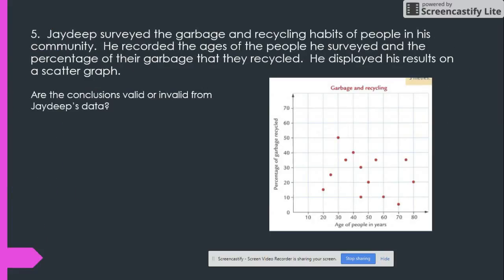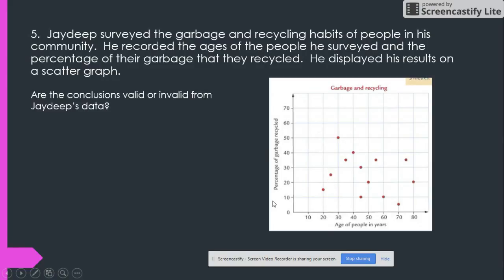Okay, Jaydeep surveyed the garbage and recycling habits of people in his community. He recorded the ages of people he surveyed and the percentage of the garbage that they recycled, and he displayed these results in a scatter graph. Okay, so we can see the age of the people. So people who were 20 did about 15% garbage they recycled. Okay, so it goes like that.